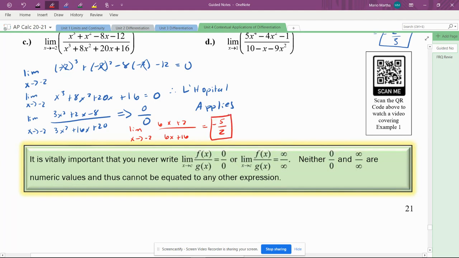All right. So again, this is one of the nice things about it. You can always apply L'Hopital's rule again, right?